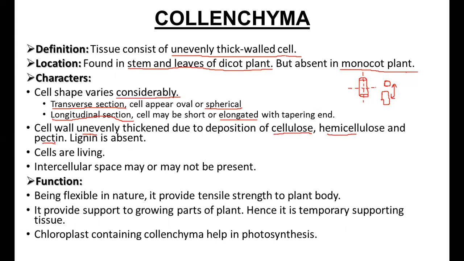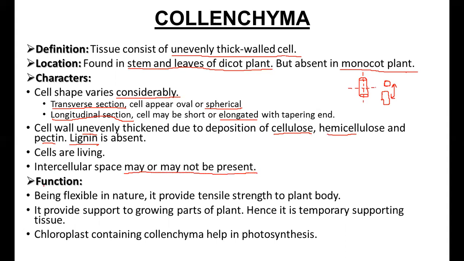Now another thing that you must keep in mind is that lignin is absent in collenchyma, because lignin is only present in sclerenchyma. Cellulose is only present in parenchyma. Cellulose along with other substances like hemicellulose and pectin are present in collenchyma, and lignin is the only material that is present in sclerenchyma. So these are the basic differences of the three types of permanent tissue. Now intercellular space may or may not be present. It is not confirmed whether it is present or not, so it may or may not be present.